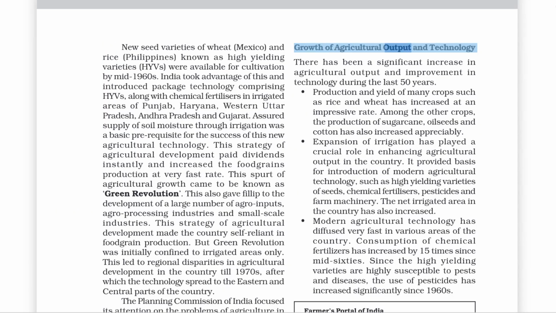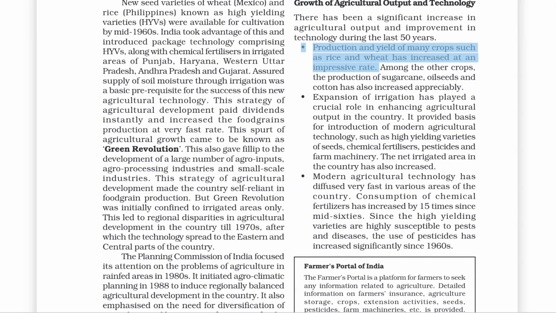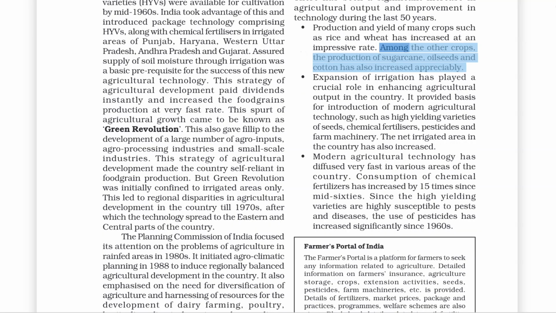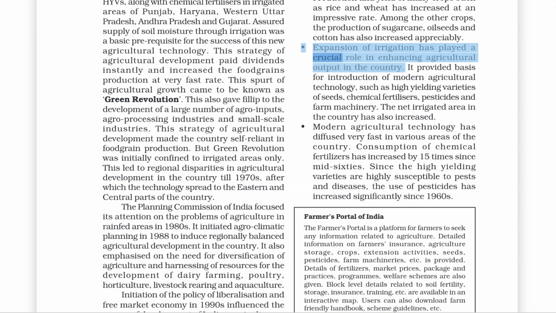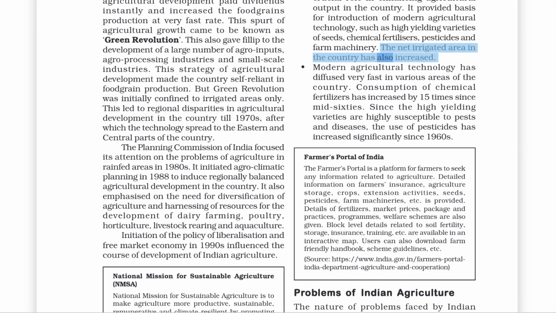Growth of agricultural output and technology. There has been a significant increase in agricultural output and improvement in technology during the last 50 years. Production and yield of many crops such as rice and wheat has increased at an impressive rate. Among the other crops, the production of sugarcane, oilseeds, and cotton has also increased appreciably. The expansion of irrigation has played a crucial role in enhancing agricultural output in the country. It provided the basis for introduction of modern agricultural technology, such as high-yielding varieties of seeds, chemical fertilizers, pesticides, and farm machinery. The net irrigated area in the country has also increased.